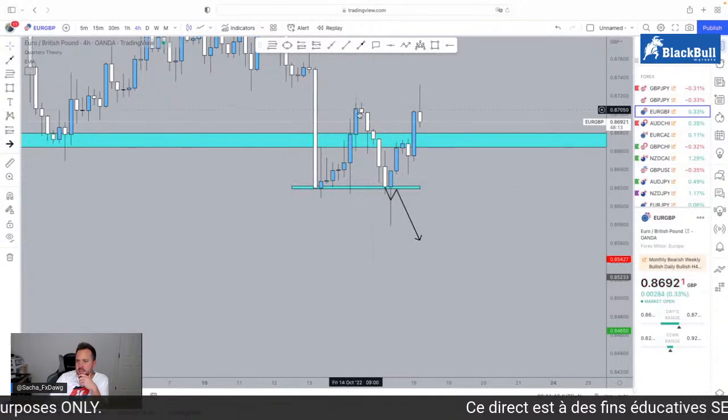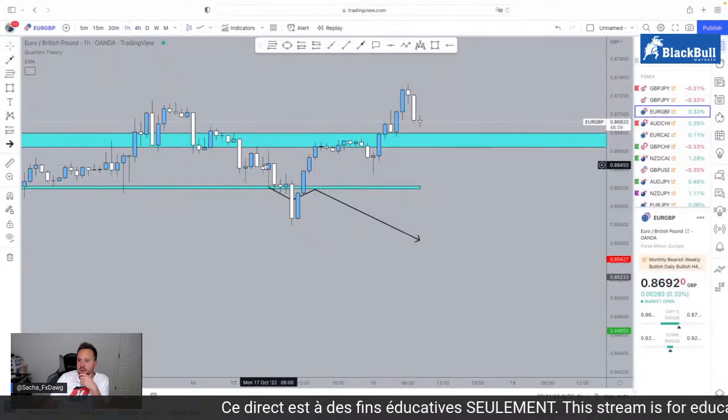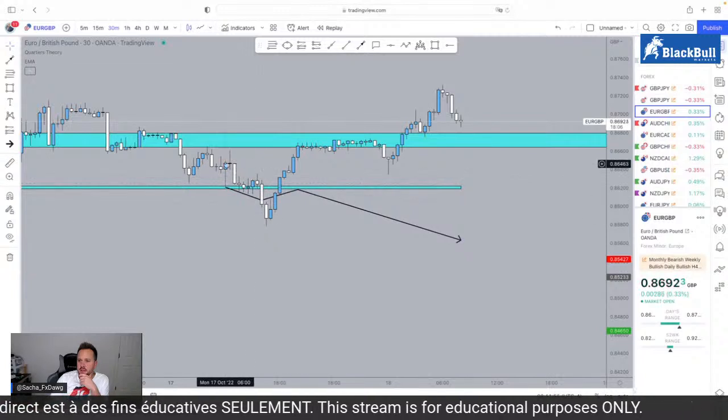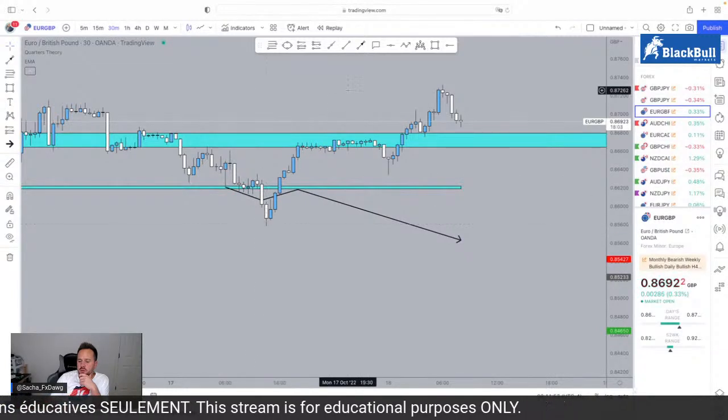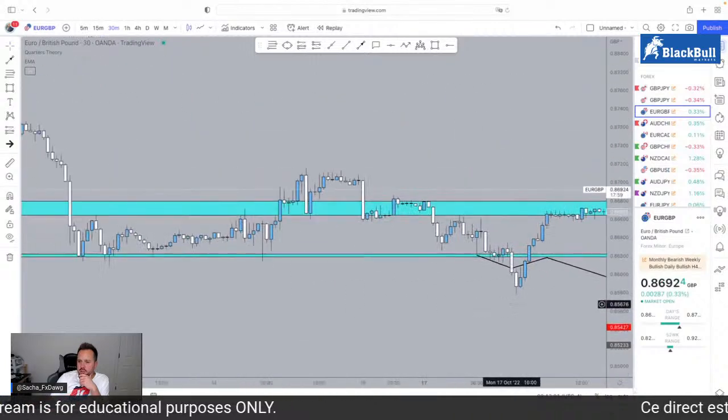I talked about that with a couple people on the Zoom session, and I was like, this is what I'm waiting for to go short here. And you see, we had the break. And even on the 30 minute, you never had the retest. You had the break, boom, straight back up. That's why I do not trade breakouts anymore.